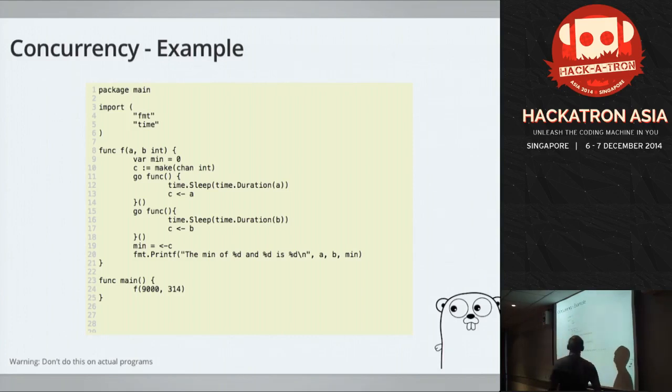Each Go routine sleeps for some time. So these are the two values, right? We want to find the minimum of these two values. These two Go routines sleep for the given value. The first Go routine sleeps for A number of milliseconds, and the other Go routine sleeps for B number of milliseconds. After the sleep has elapsed, it returns the value in the channel. So whatever value comes first is the minimum value, right?